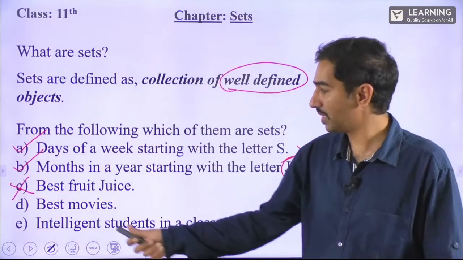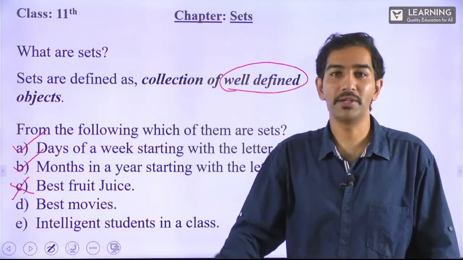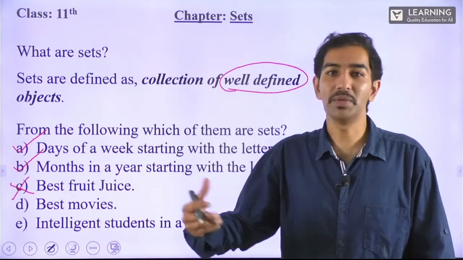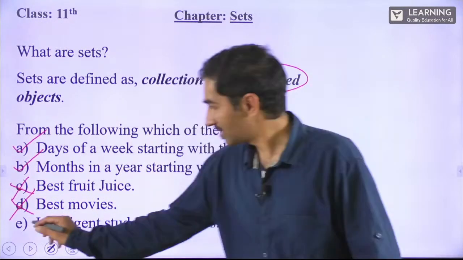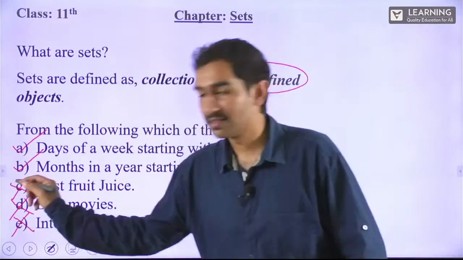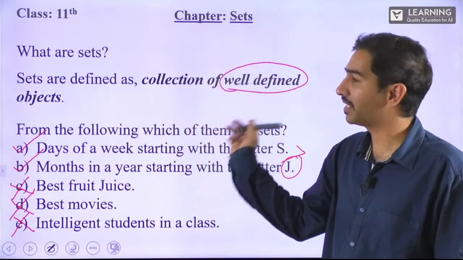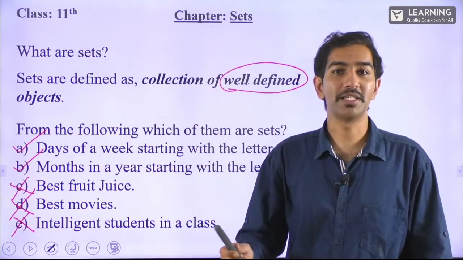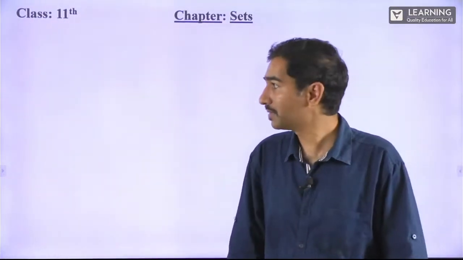We'll go to the next one, best movies. You can inquire your friends, which is the best movie you have watched. The answers will differ from one person to another person. So it is not a set. Did you understand what sets are? Sets are nothing but a collection of well-defined objects. What is well-defined again? Well-defined means it does not change from one person to another person. Okay. Moving on to the next one.